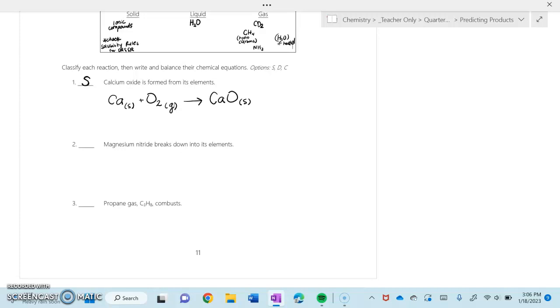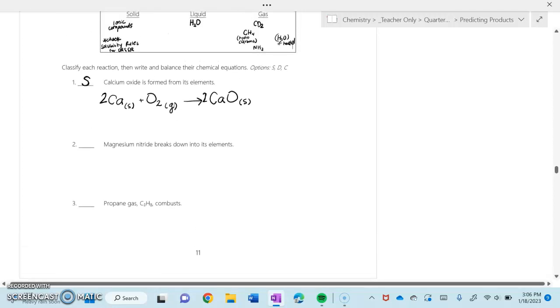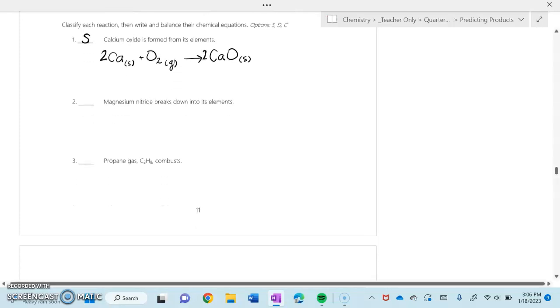Last thing we need to do is balance it. So we've got 2 oxygens on the reactant side, put a 2 here, and that will balance out our oxygens, but it imbalances our calcium, so we add a 2 here, and we have our equation. Ta-da! So a couple of steps to keep in mind. Classify it, write down all of your components of the reaction, determine their states of matter, then balance it.